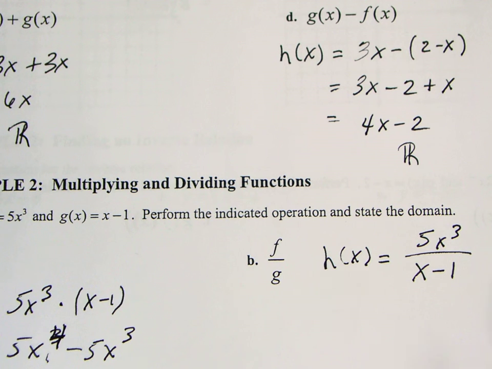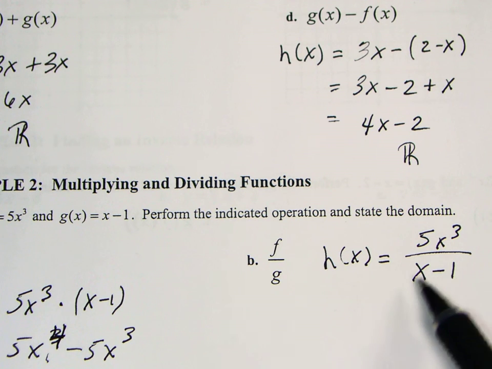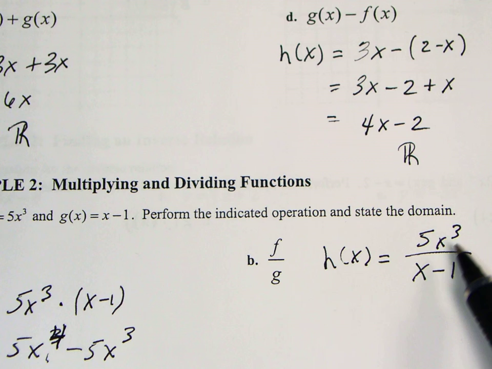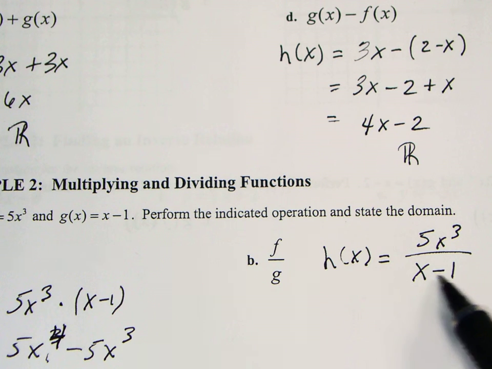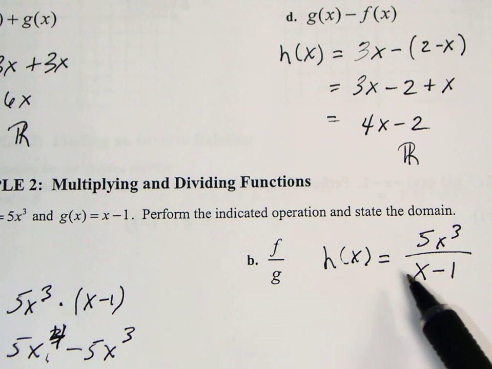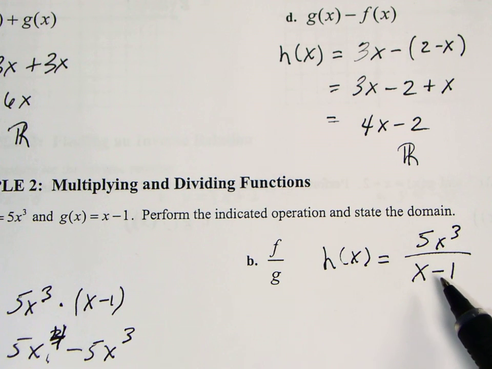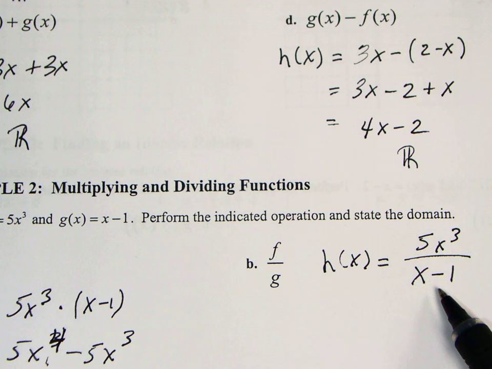Since the denominator has an operator in the middle here, I can't just simplify the x to the third over x, right? Since it has an operator in between, you'd have to pull it out to the front. So this is as simple as we can go with this. So it's simplified already. Now we just have to state the domain.